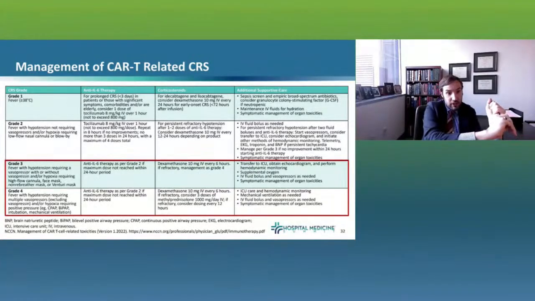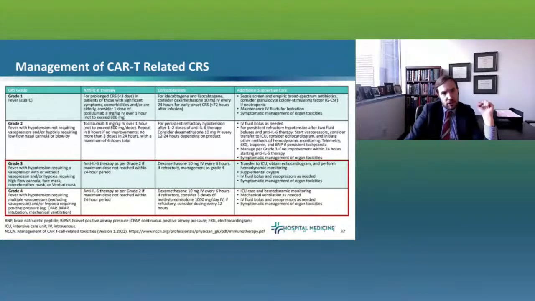I do think it's important for us to realize, because I think I overlook this sometimes as well, that a new requirement for CPAP is going to put you in grade 4. So any positive pressure oxygen supplementation that's occurring in the setting of fever and hypotension refractory to pressors, that's putting you in grade 4. And looking at what you do for each grade, we have our 3 categories of intervention here: anti-IL-6 therapy, corticosteroids, and additional supportive care.